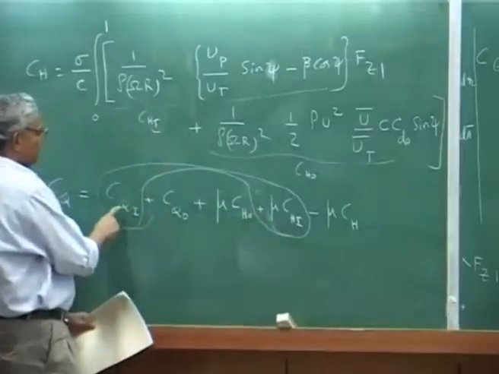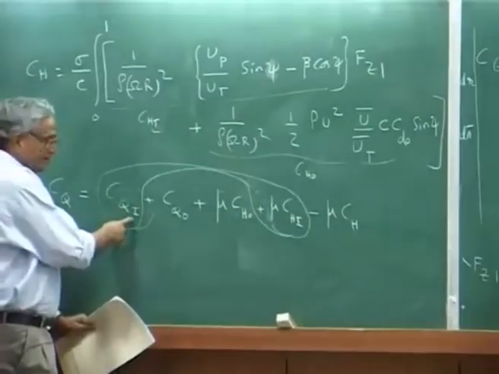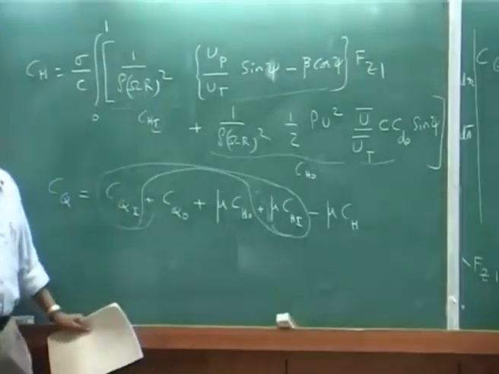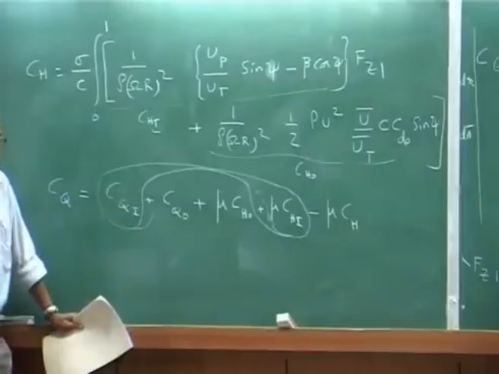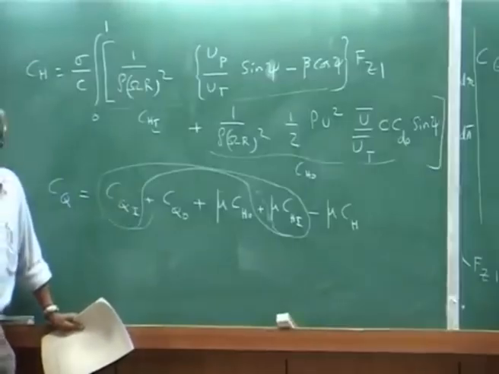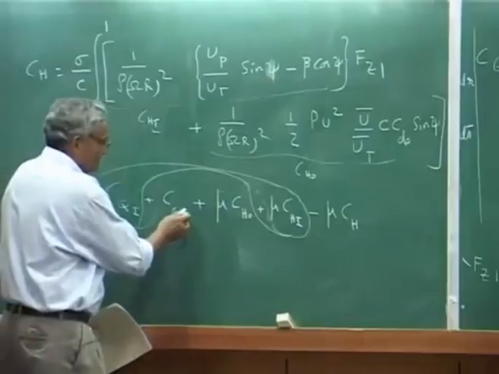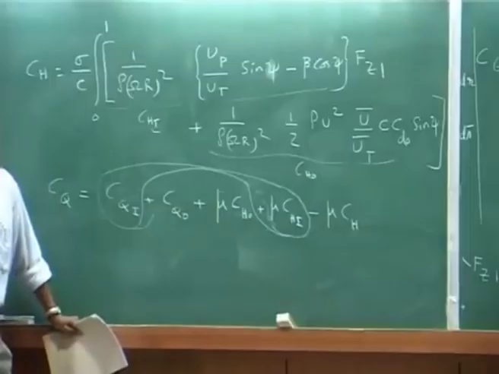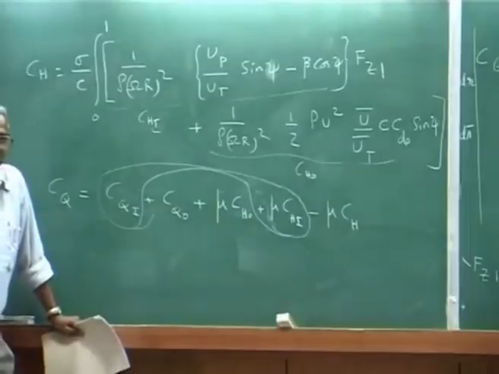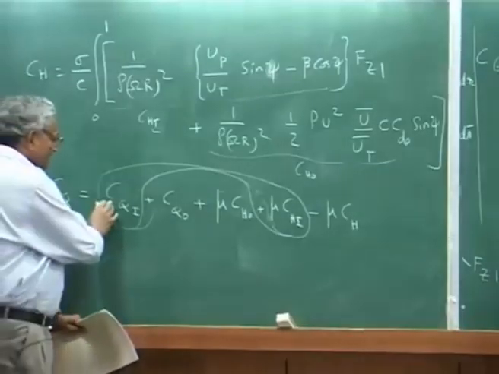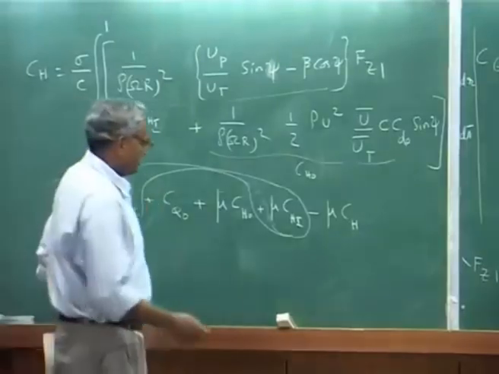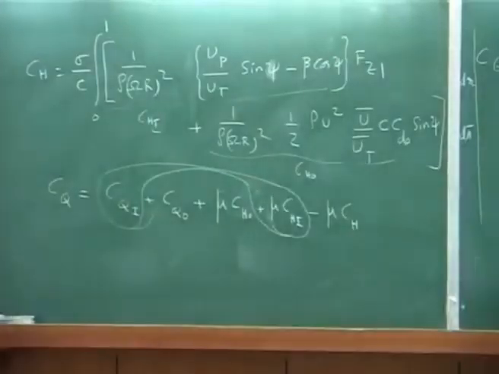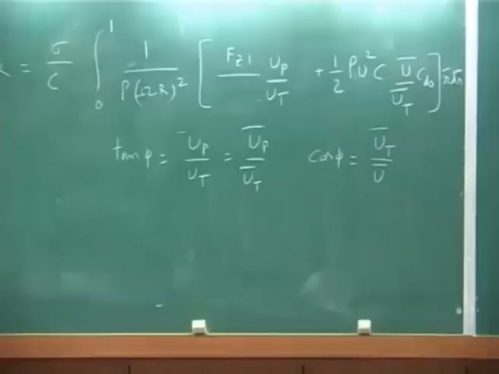That is C_QI plus mu C_HI. You understand? Then C_Q0 plus mu C_H0, like that you combine the terms. When you combine, if you write C_QI plus mu C_HI, let me go back and then possibly use this.